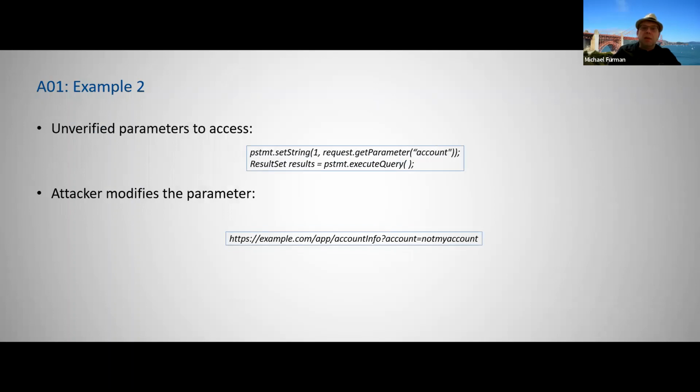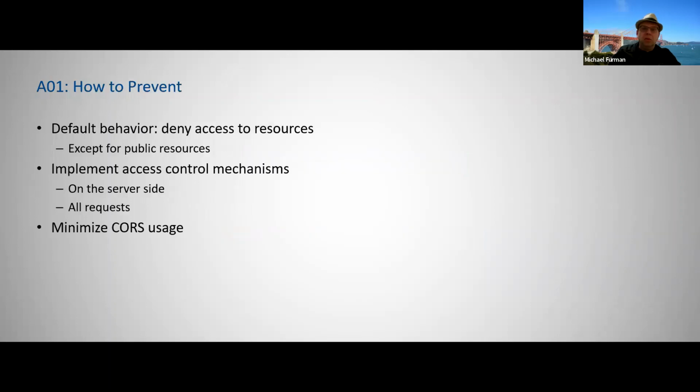Another one: your application takes an account from the request and accesses this account without any validation. An attacker modifies the parameter and can access the account info of another account. You just change it and access it. It's IDOR, it's broken access control.